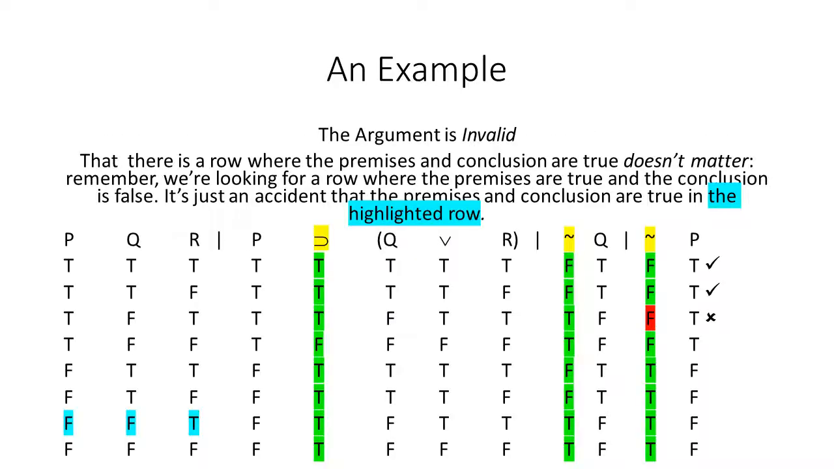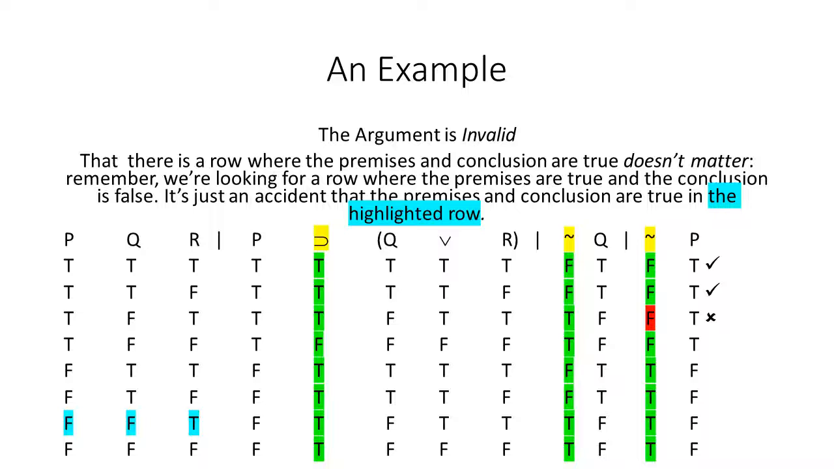But if there's a row where the premises are true and the conclusion is true, you cannot conclude that the argument is valid. You have to look at the rest of the truth table. And if there's any row, again, any row where the premises are true and the conclusion is false, then that means it's possible for the premises to be true and the conclusion false at the same time.